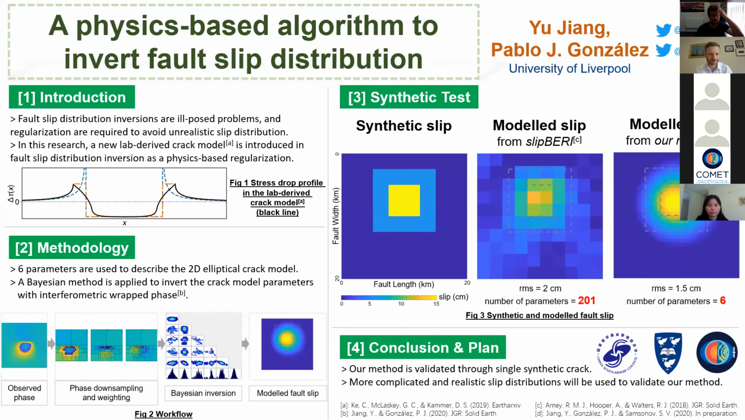Hello, everyone. This is Yu from Liverpool. I'm going to present a new fault slip distribution inversion algorithm, which is based on a new crack model. As we all know, fault slip distribution inversions are ill-posed problems, and regularizations are required to avoid unrealistic slip distribution. Regularizations in the previous research include kinematic models, for example, the Laplacian smoothing and the self-similarity, and also the mechanical model, for example, uniform stress drop in the whole fault plane.